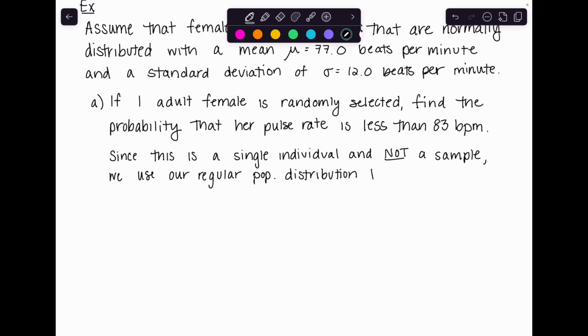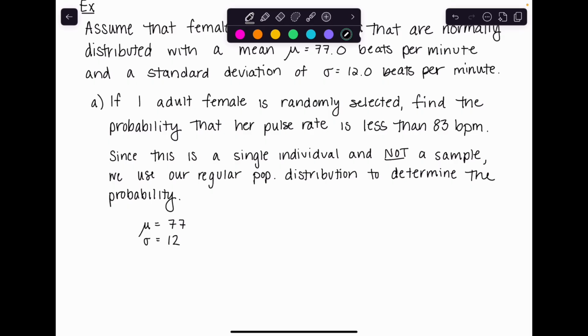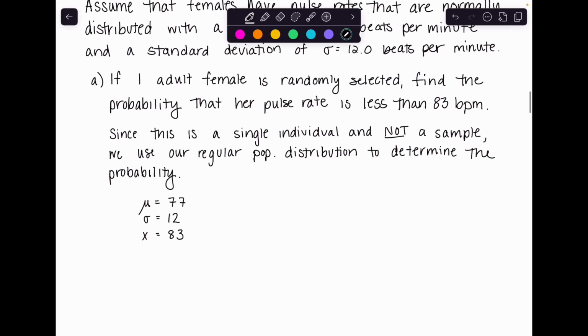To determine the probability, basically meaning we use our normal z-scores. So in this case, our mean is 77 beats per minute. Our standard deviation is 12 beats per minute. And we're specifically looking for what's the probability her pulse rate is less than 83. So our value that we're searching for is 83.